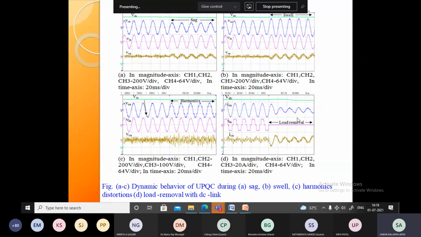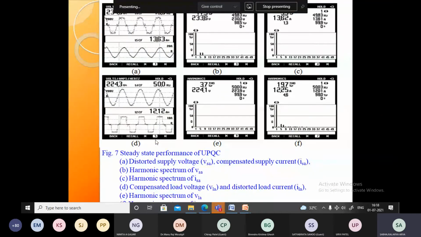This is some filter performance: DC bus, supply current, load current, compensating current. Distortion plus voltage. So our supply voltage remains, and the load voltage remains undistorted. Compensating voltage. So see this one. This is the other results.